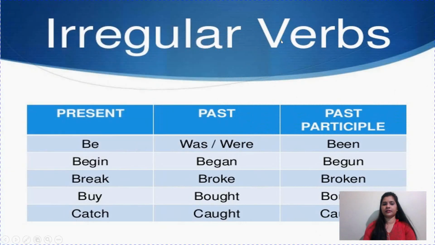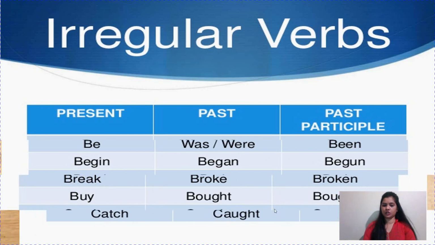Now let's see a few more examples of irregular verbs. Present form, present tense, past tense and past participle. Be. Many students don't know what the past tense of be is. Children, if it is singular, it will be was. If it is plural, it will be were. And what is the past participle? Been. In the same way, begin, began, begun. Break, broke, broken. Buy, bought, bought.